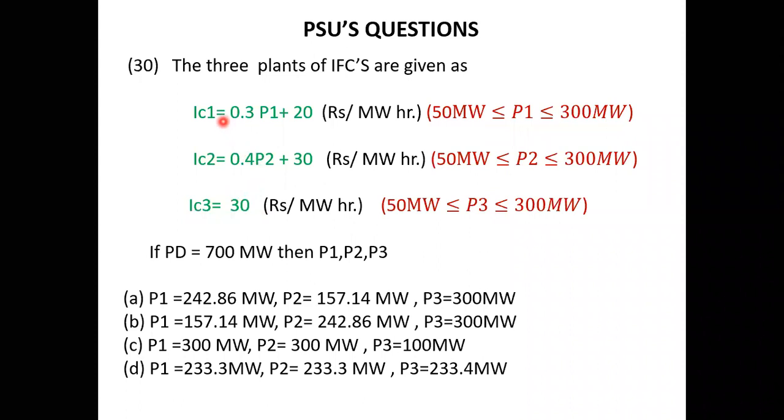Similarly, when you are considering IC1 and IC2, these two depend upon your P1 and P2. When you change your P1 generation, you can change the IC1 value. When you change your P2 generation, you will get some change in your IC2 value. Means IC1 and IC2 are functions of P1 and P2. But coming to IC3, this is completely independent of generation. It is always 30 rupees per megawatt hour. Whether you are generating 50 megawatt or 300 megawatt, IC3 is always equal to 30 rupees per megawatt hour only.